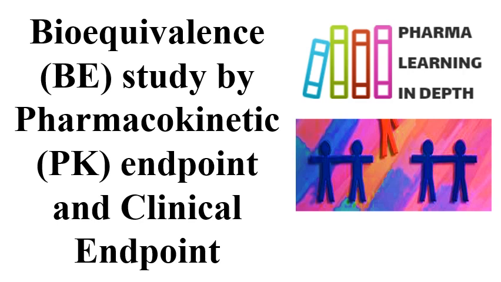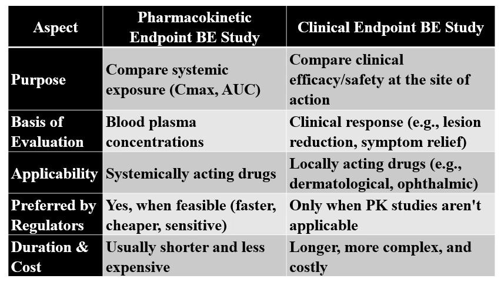And a pharmacokinetic BE study can be performed on healthy volunteers, healthy subjects, or on patients. This is a short video. It will help you understand these two types of bioequivalence study: BE study by pharmacokinetic endpoint and BE study by clinical endpoint. Now see the differences in those two studies, PK studies and clinical studies.